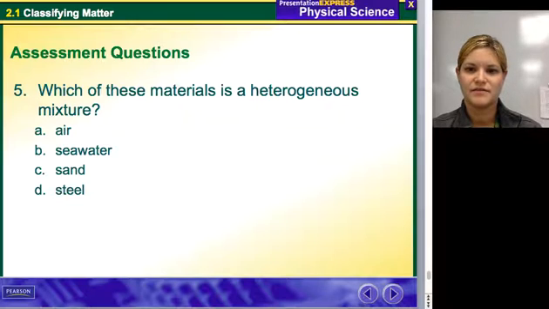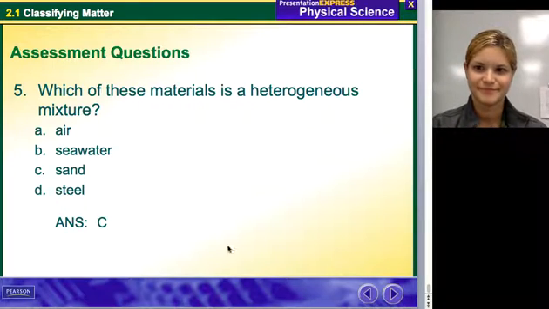5, which of these is a heterogeneous mixture? Correct answer there is C, sand. And that's all.